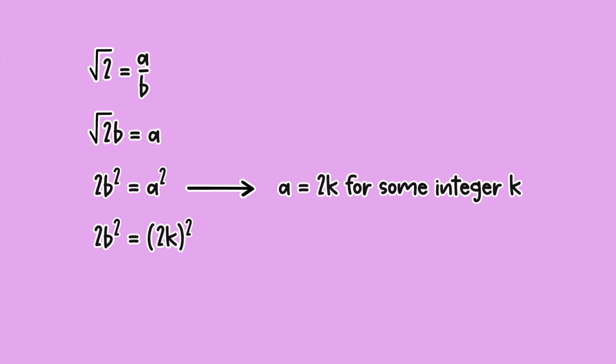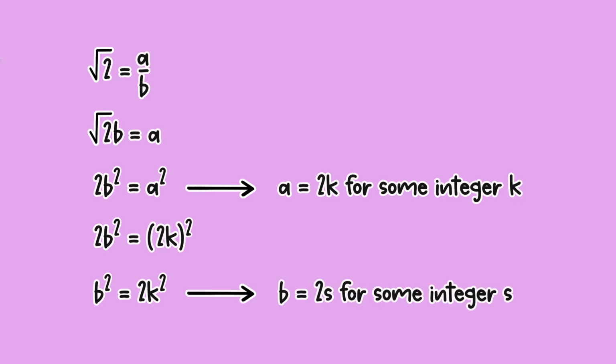This equation tells us that a squared is even, and using our previous proof, we can deduce that a is even. Substituting this into our equation, we find that b squared is also even. Again, this means that b itself is even.